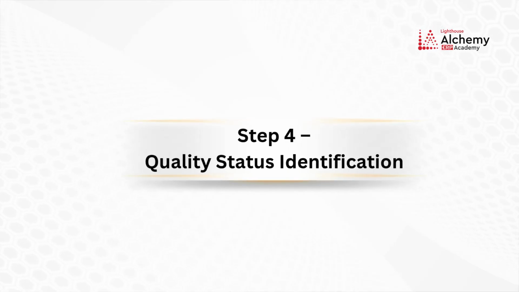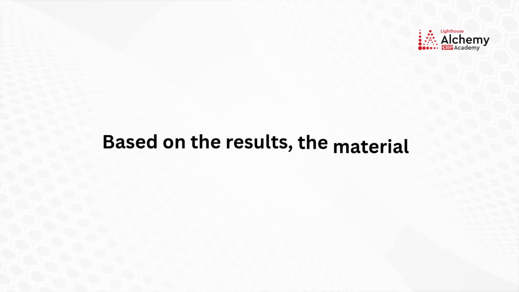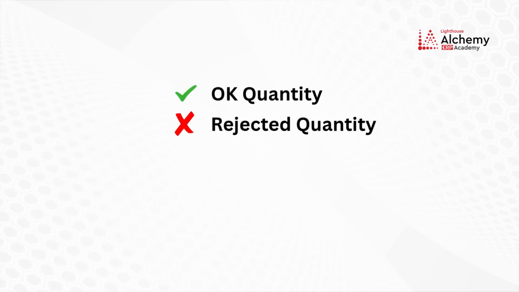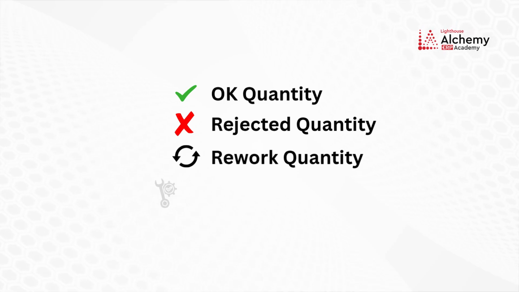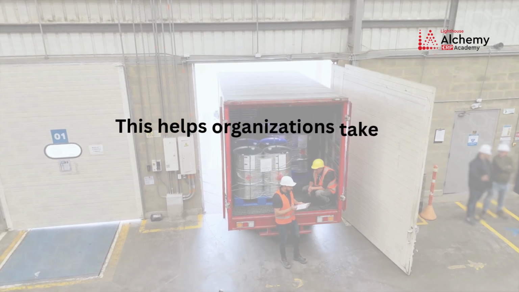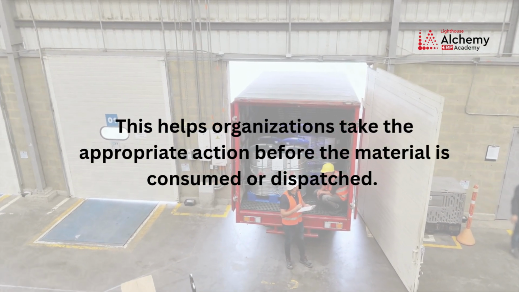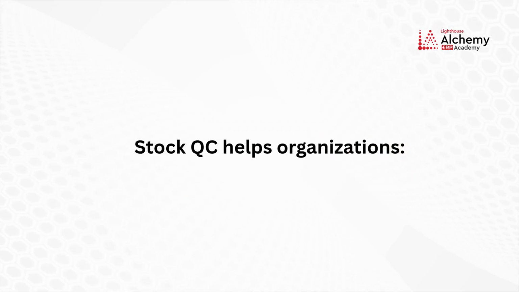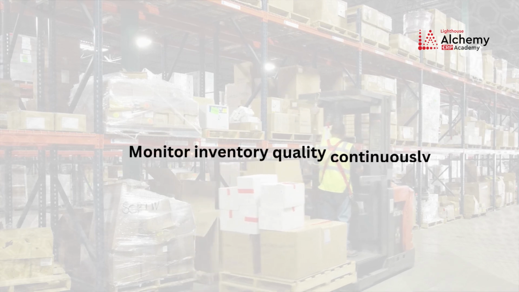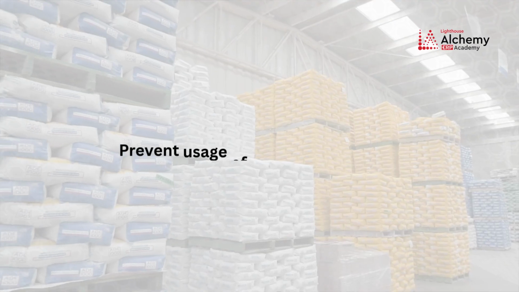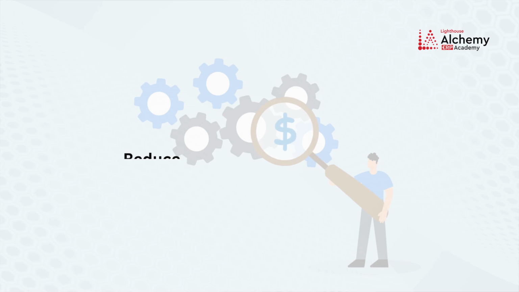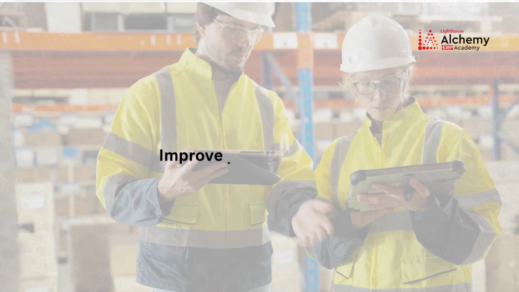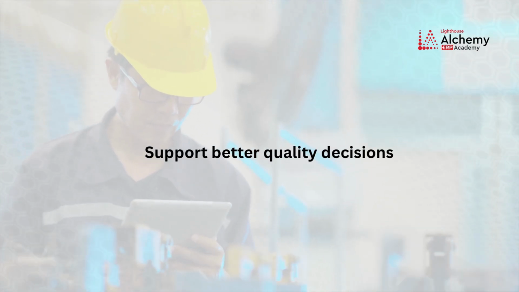Step 4. Quality status identification. Based on the results, the material can be classified as OK quantity, rejected quantity, rework quantity, or rectification quantity. This helps organizations take the appropriate action before the material is consumed or dispatched. Section 4. Business benefits. Stock QC helps organizations monitor inventory quality continuously, prevent usage of substandard materials, reduce production and dispatch risks, maintain accurate quality records, improve inventory control, and support better quality decisions.